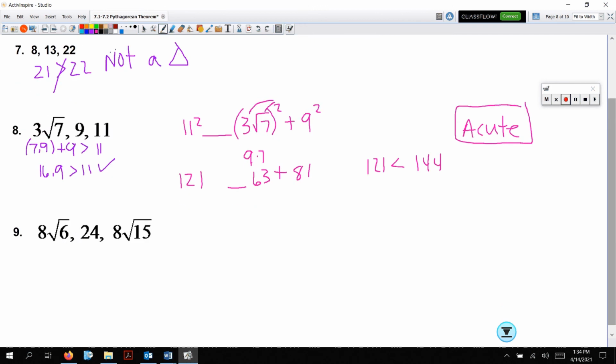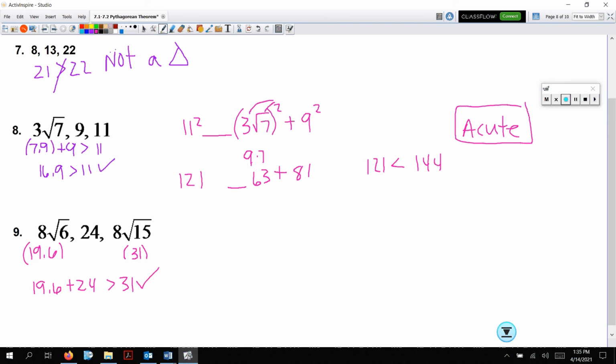Okay, now I have to find the decimals just to check to see if it's a triangle. So 8 root 6 is 19.6, and 8 root 15 is about 31. So I want to know if 19.6, if I add 24, is that greater than 31? 19.6 plus 24 is 44.6. That's definitely greater than 31.